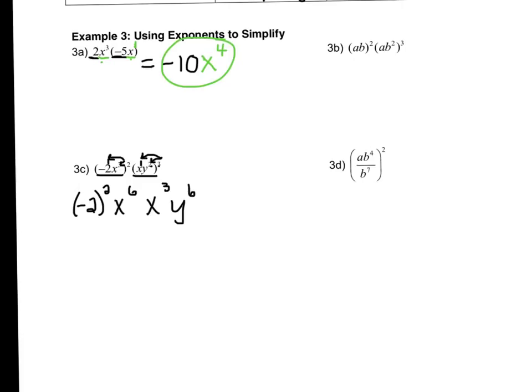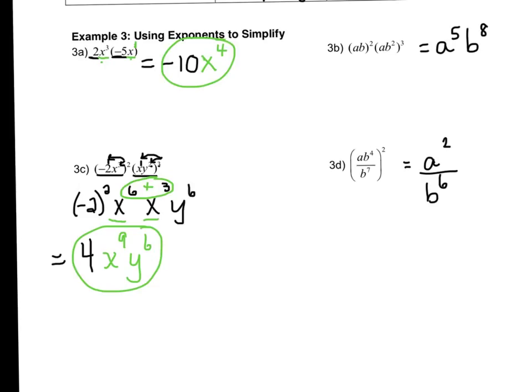So I can keep simplifying from here. I know -2 to the second power is -2 times -2, which is +4. I have this base here and this base here that are the same. They're multiplied together. So I'm going to add those exponents. So 6 plus 3 is 9. And I have these y to the 6th over there, and there are no other y's. So that's the final answer.